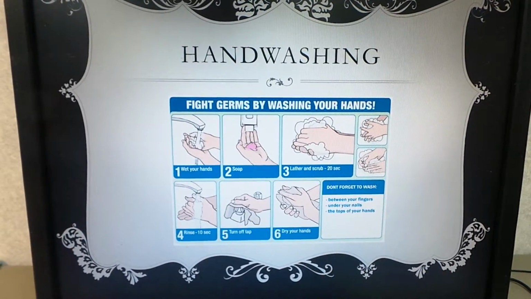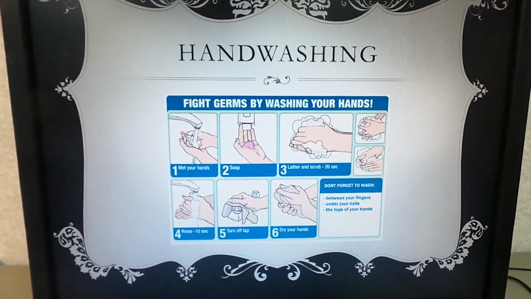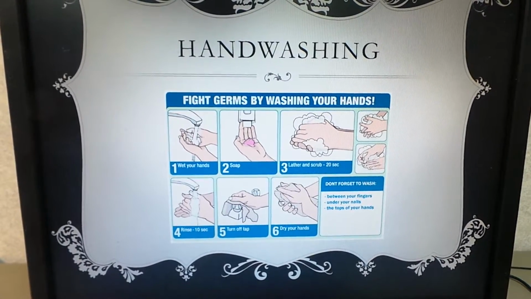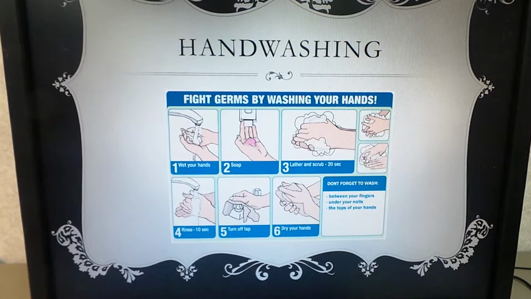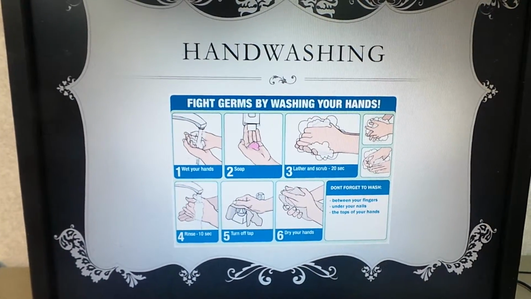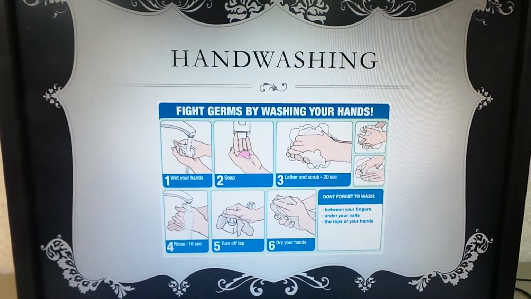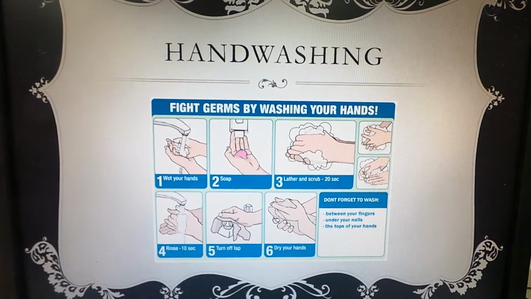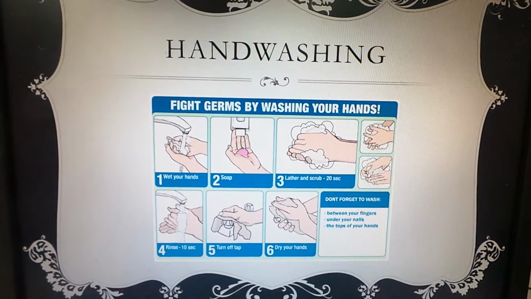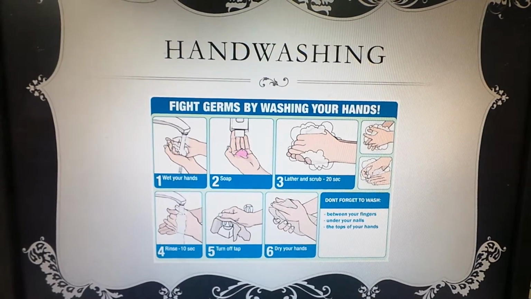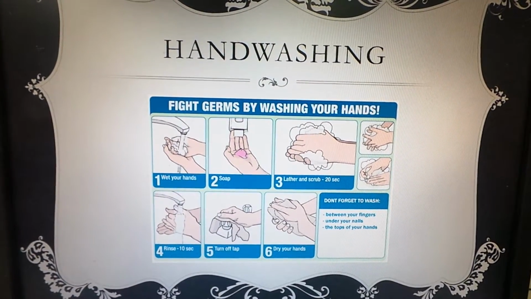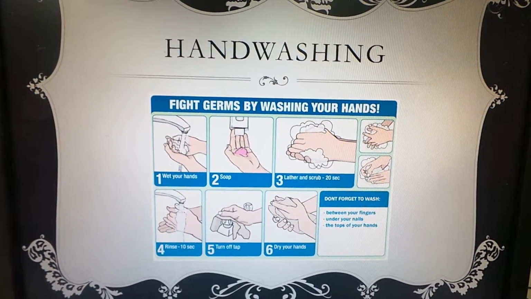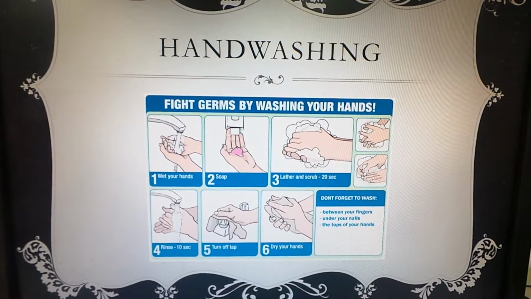When should you wash your hands? Well, this should be done before, during, and after preparing food, before eating food, before and after caring for someone who is sick, before and after treating a cut or wound, after using the toilet, after changing diapers or cleaning up a child who has used the toilet, after blowing your nose, coughing, or sneezing, after touching an animal, animal feed, or animal waste, after touching garbage.